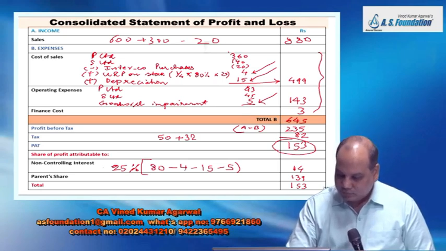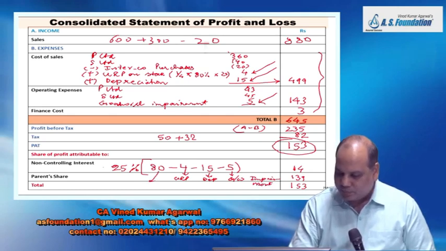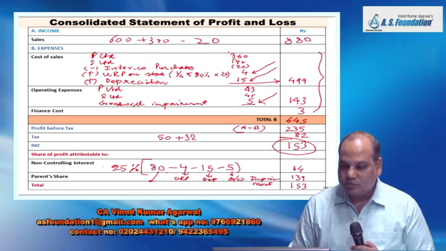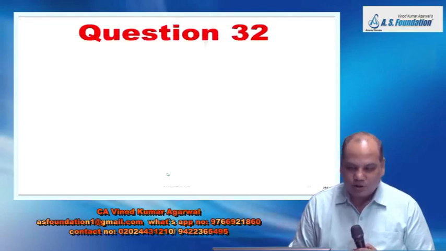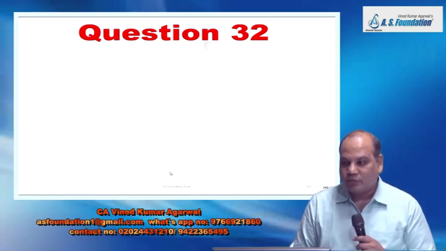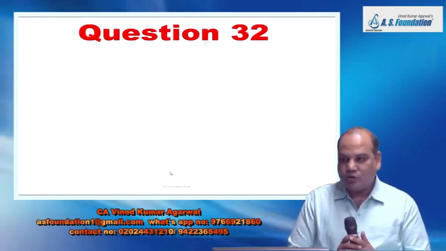Is it right? This 4 is unrealized profit. This 15 is depreciation. This is goodwill impairment. And this is their profit after tax from their separate profit and loss account. This answer is over. Assumption, write down. It is assumed that the markup of 1/3 is on cost price.